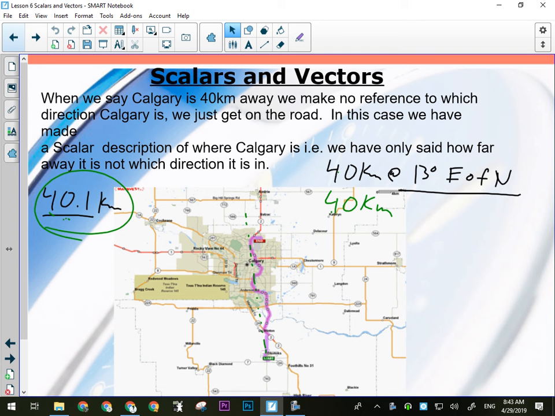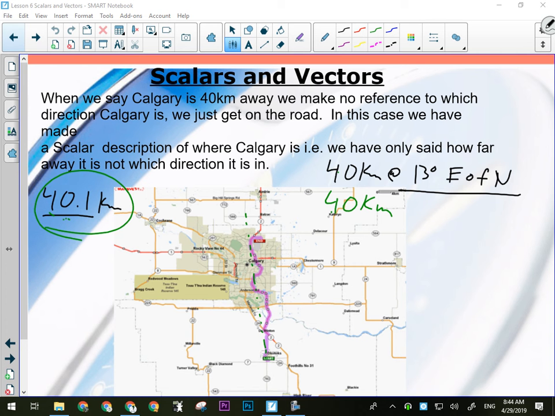If we are talking about a scalar quantity, it gives us only a measurement, only a magnitude. So things like distance are scalar. It tells me how far something is from something else along whatever path I take to get there. So we could say that Calgary is 40 kilometers from Okotoks, and we'd be right in that. That's about how far we would have to drive to get to the center of Calgary from the center of Okotoks. It doesn't give any reference to what direction we travel, just how far we would have to go.